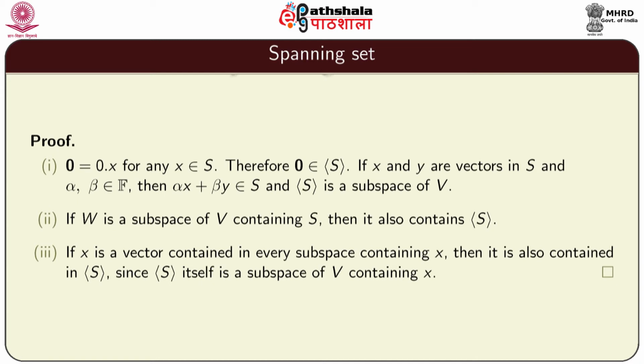Now we come to the third part, and we show that span of S is nothing but the intersection of all subspaces which contain S. Why is that so? Suppose x is a vector which is in the intersection of all subspaces containing S. That means x is a vector which is contained in every subspace containing S. Therefore, it is also contained in the span of S, since span of S itself is a subspace of V containing S. Therefore, span of S has to be the intersection of all subspaces which contain S.